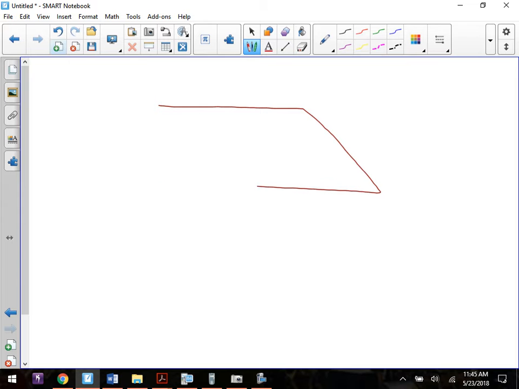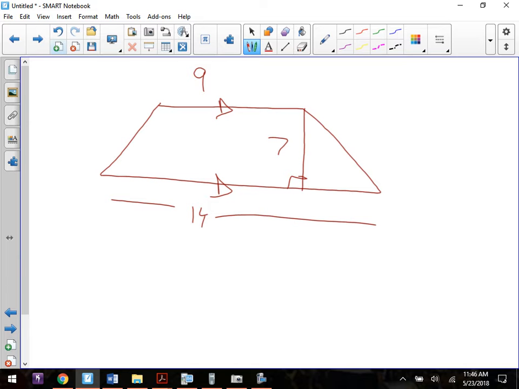It's a trapezoid. Which means you have to use a formula. Boy, if I only knew what the formula was, or where to find it. 1/2 the height times the sum of the bases. Yay! 1/2 of 7 times 9 plus 14.